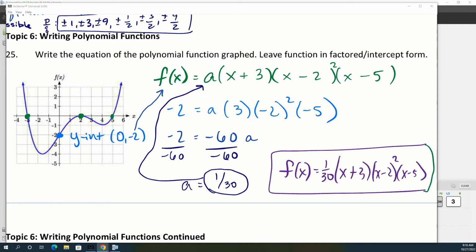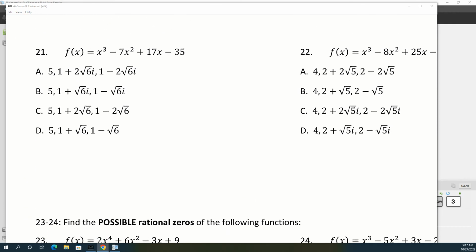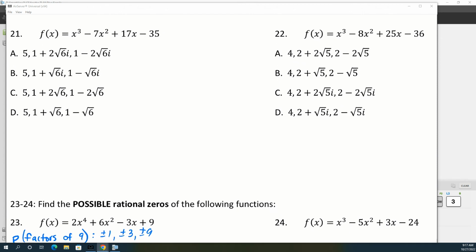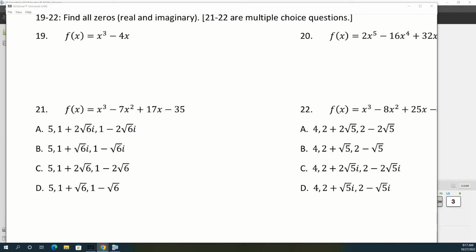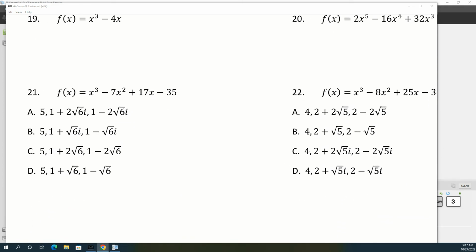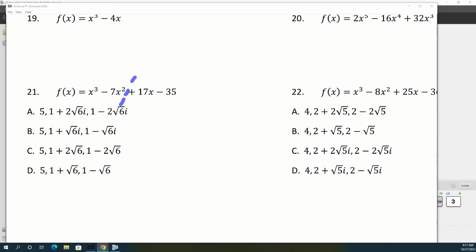All right. Kaylin, did you have a question? Could you do 21 or 22? They're almost identical, so it doesn't really matter which one. Now, I think I told you about it when we did this before. On topic 5, on these finding the zeros, if you can factor it, you want to factor it. So that's what you do on 19 and 20. But when you get to 21 and 22, you could try to factor by grouping, but then you notice that it's just not going to work.